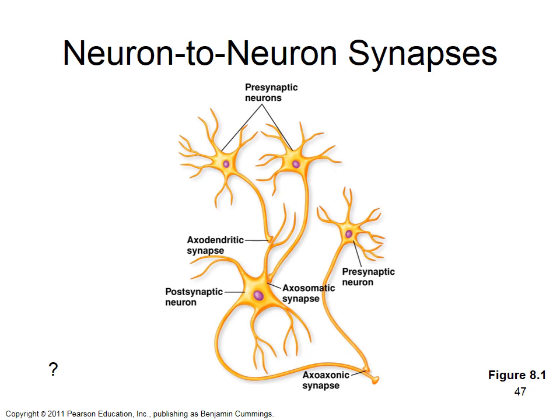Okay, so here we've got some examples of neuron to neuron synapses. Okay, so here we've got presynaptic neurons. This presynaptic neuron is synapsing on the postsynaptic neuron's dendrite. So this is called an axodendritic synapse. So the axon of the presynaptic neuron is synapsing on the dendrite of the postsynaptic neuron. Here we have a presynaptic neuron that is synapsing on the soma. So this is an axosomatic synapse. Okay, so the axon of the presynaptic neuron is synapsing on the soma of the postsynaptic neuron.